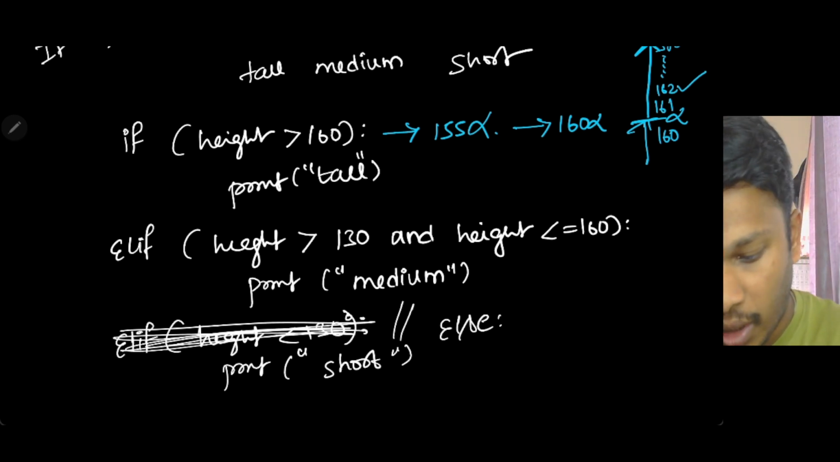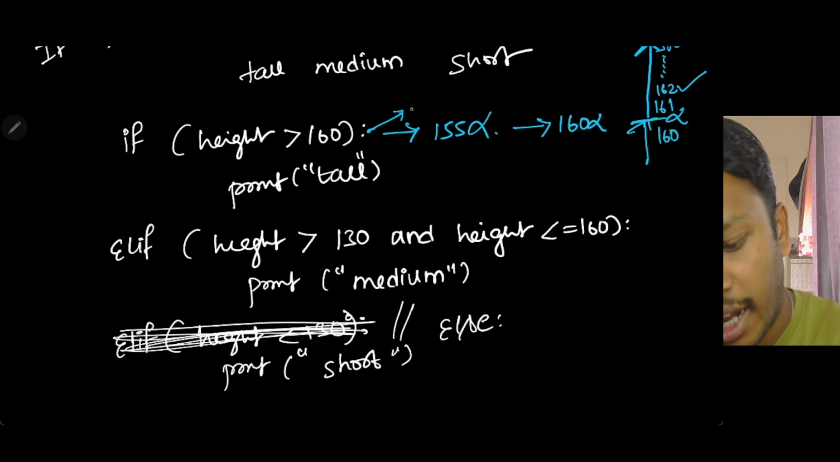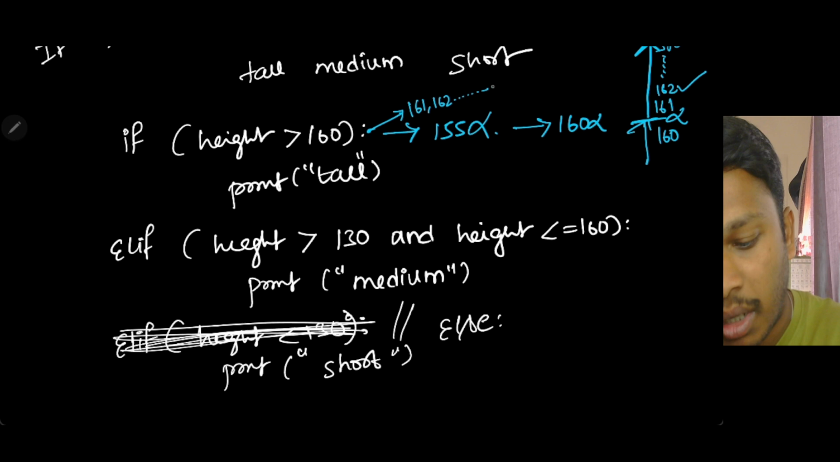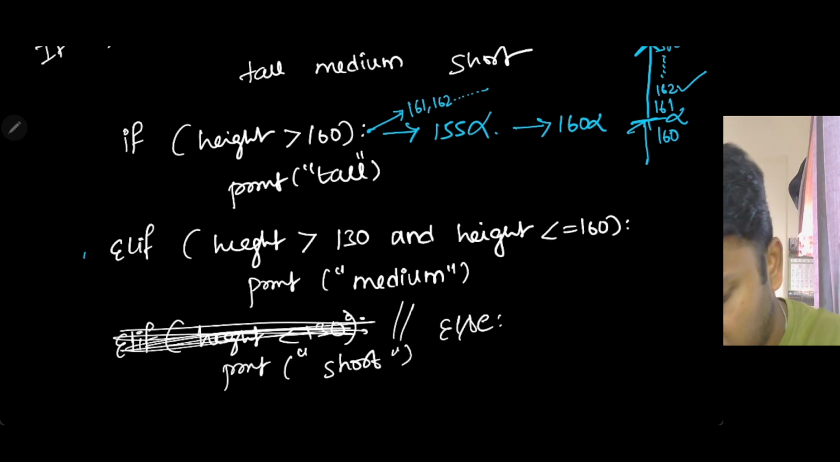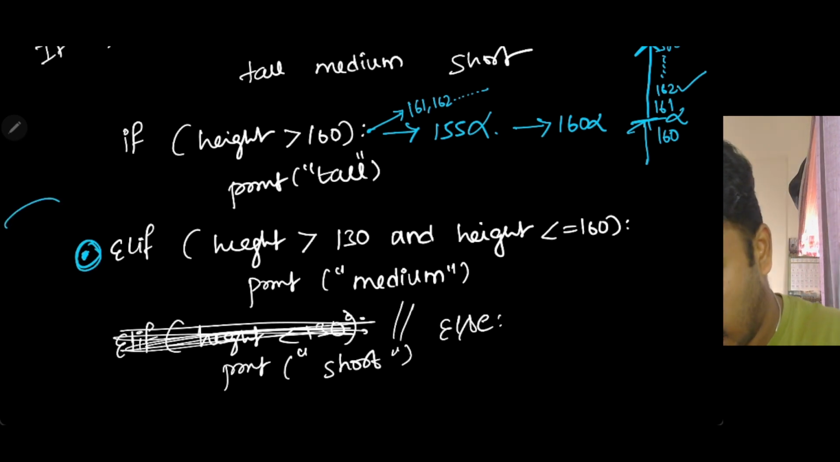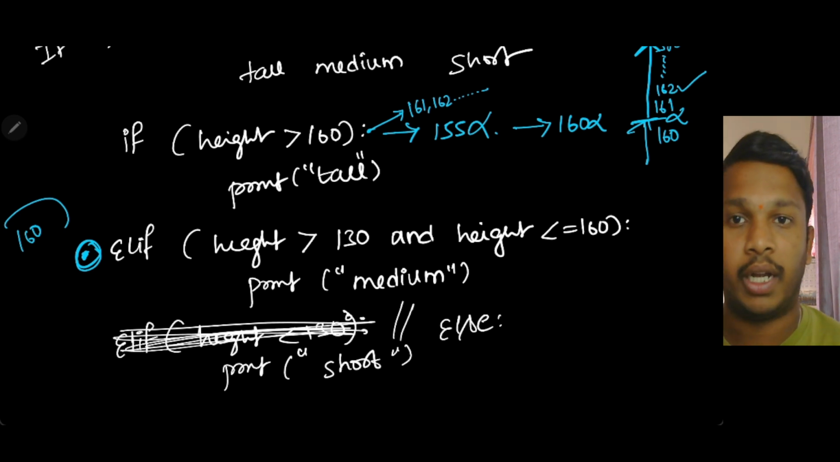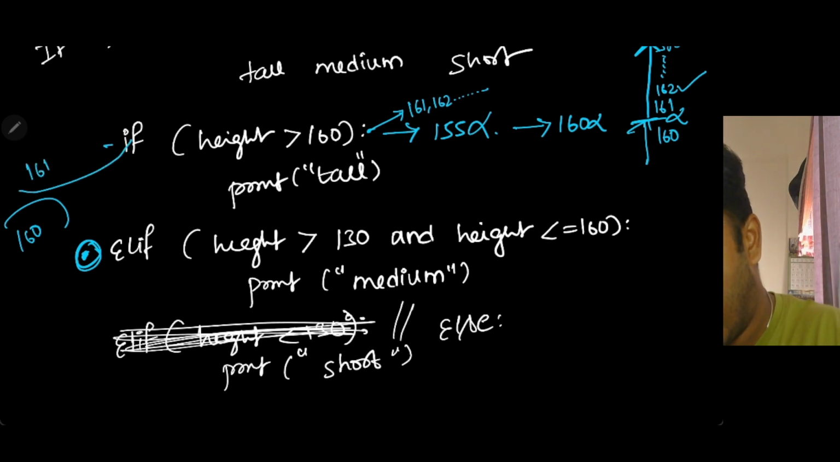Correct. So, in the primary condition itself, you will eliminate and accept every number from 161, 162, and so on. Below 161 only, you will send it to this else part. We'll get till 160 only here. From 161 onwards, it will be handled in the first case.